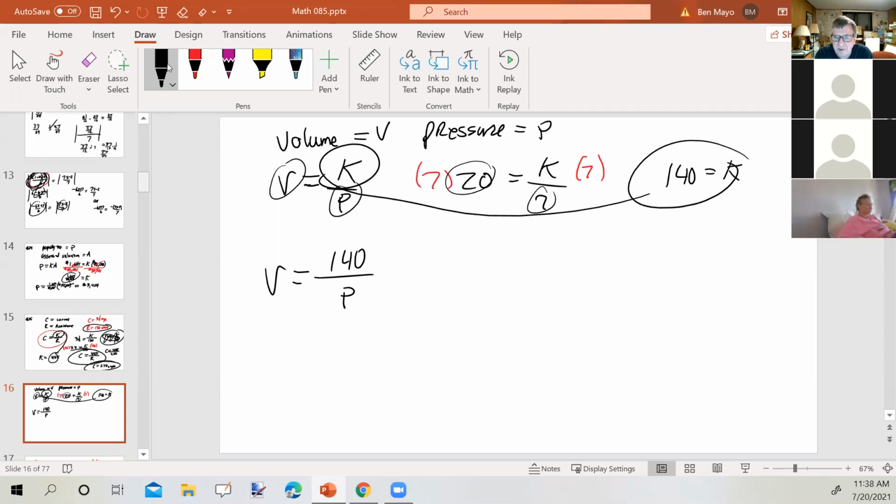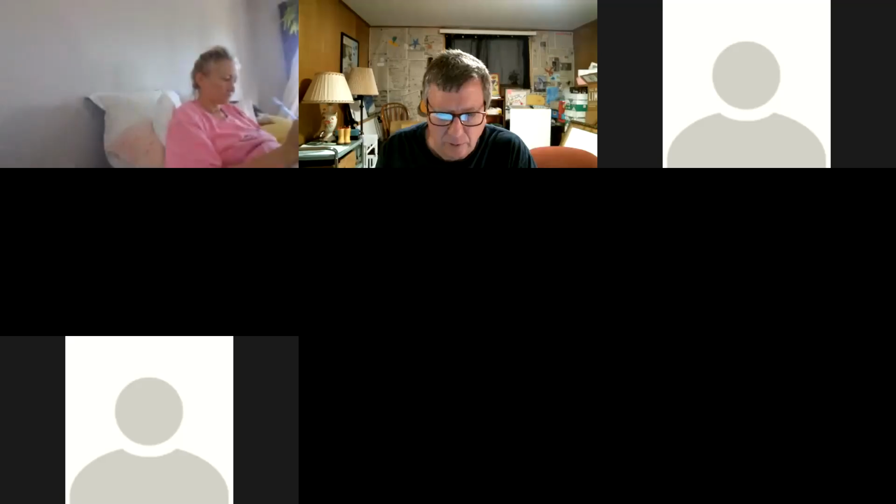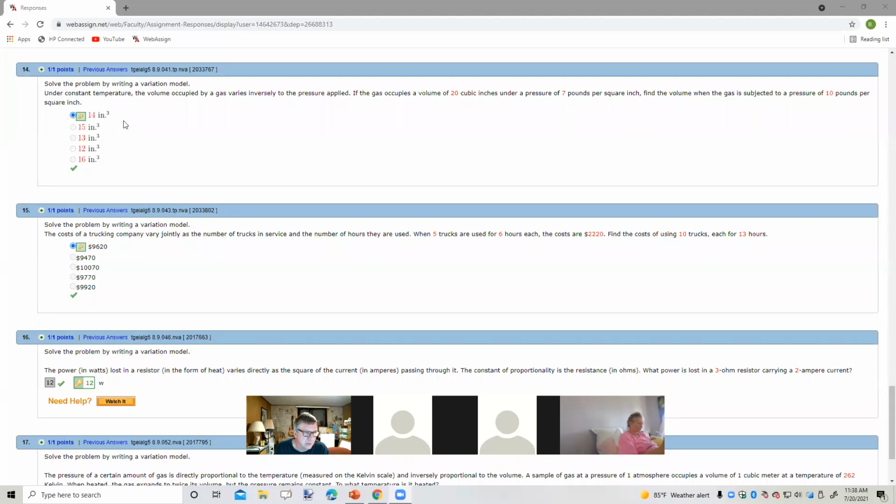Okay. Then it says, find the volume when the gas is subjected to a pressure of 10 pounds per square inch. Okay, so the pressure is 10 pounds per square inch. So the volume is going to be 14 cubic inches, which if we go back to the web assigned screen, we see that the correct answer is 14 cubic inches. All right. All right. Next question.